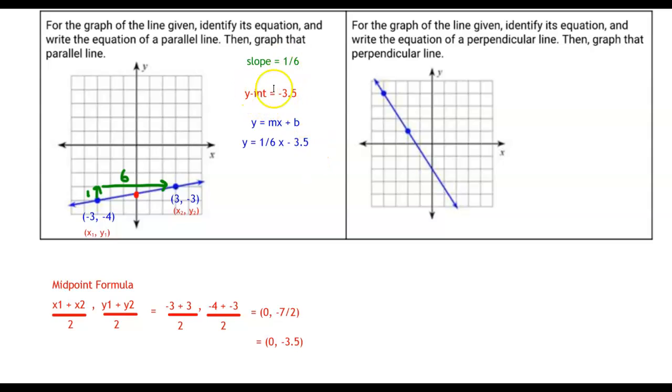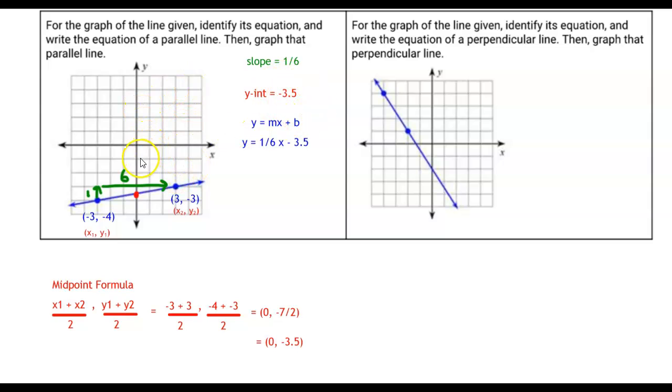I know now that the y-intercept is equal to negative 3.5, so I'm able to substitute that 1/6 and that 3.5 into my equation. The next part of the question asks us to write the equation of a parallel line. Well, we're in luck because all that parallel line needs to have is a slope that's the same as the slope that was given here, this slope of 1 over 6, which means I can choose any old thing for my y-intercept as long as it's not exactly the same as negative 3.5.